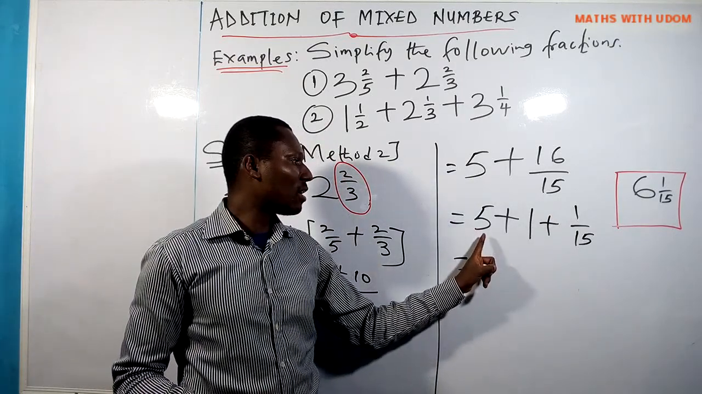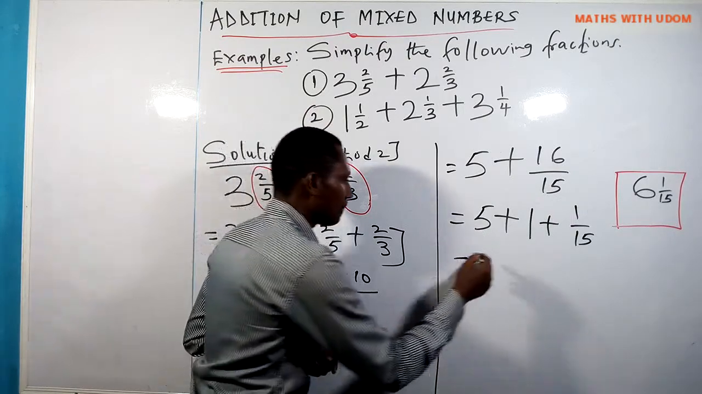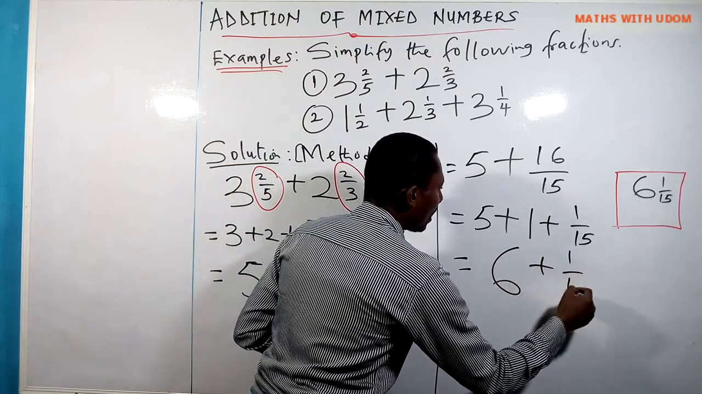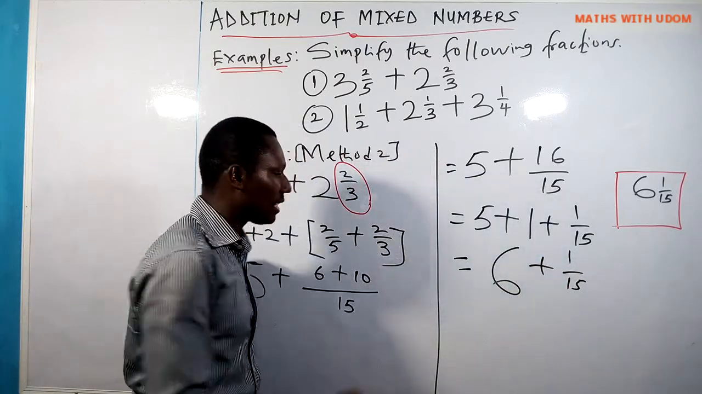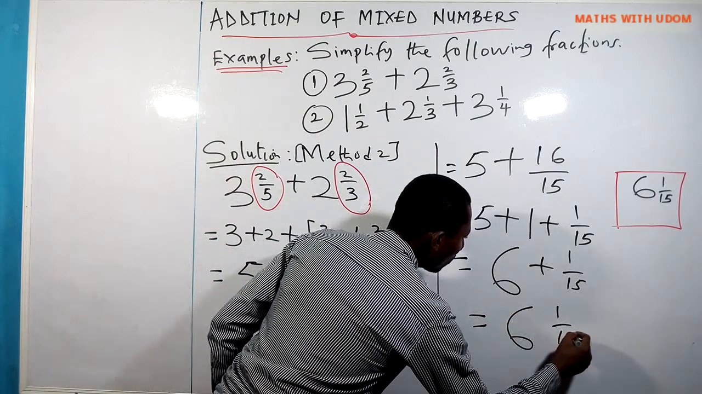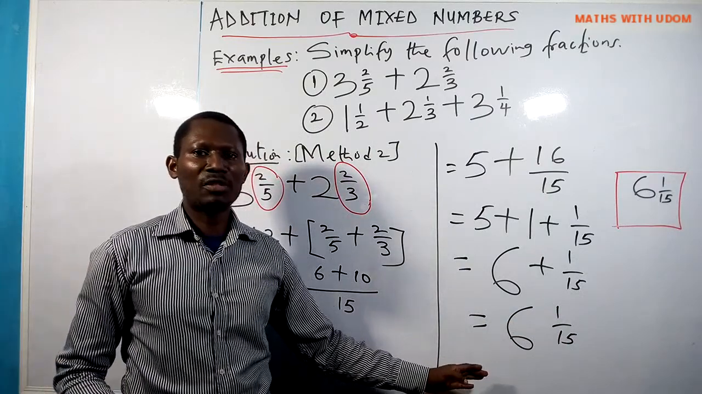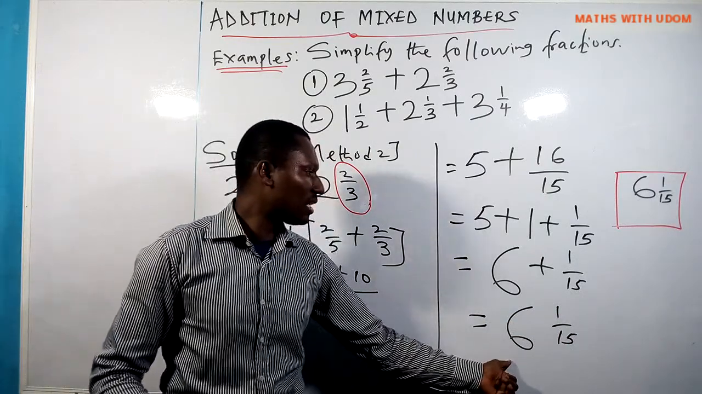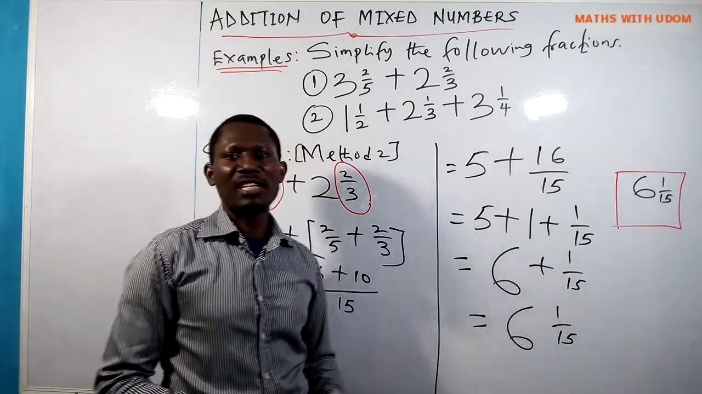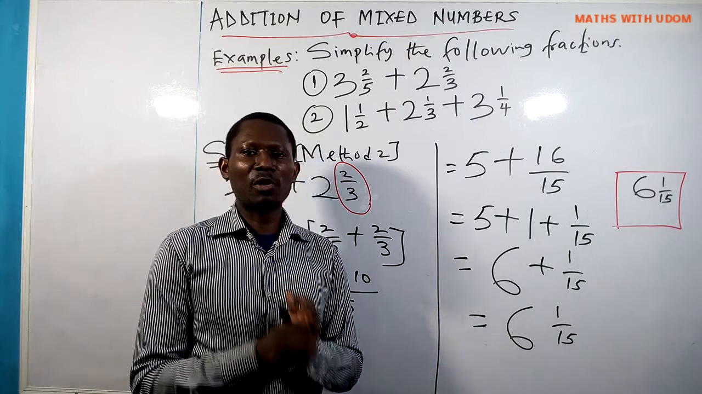So the next thing, we add the whole parts together. 5 and 1 are the whole parts. So 5 plus 1 is 6. Plus 1 over 15. Then we join them together, and that will give us 6 whole number 1 over 15. As you can see, the result here is the same as the result we got when we used our first method. So you can use any of the methods to solve problems like this.